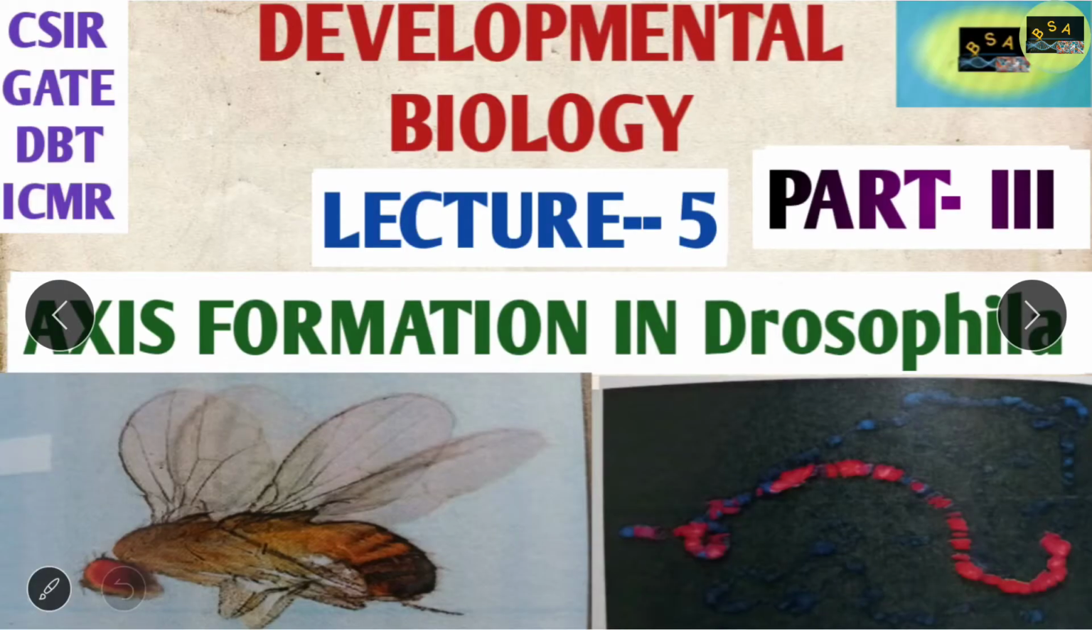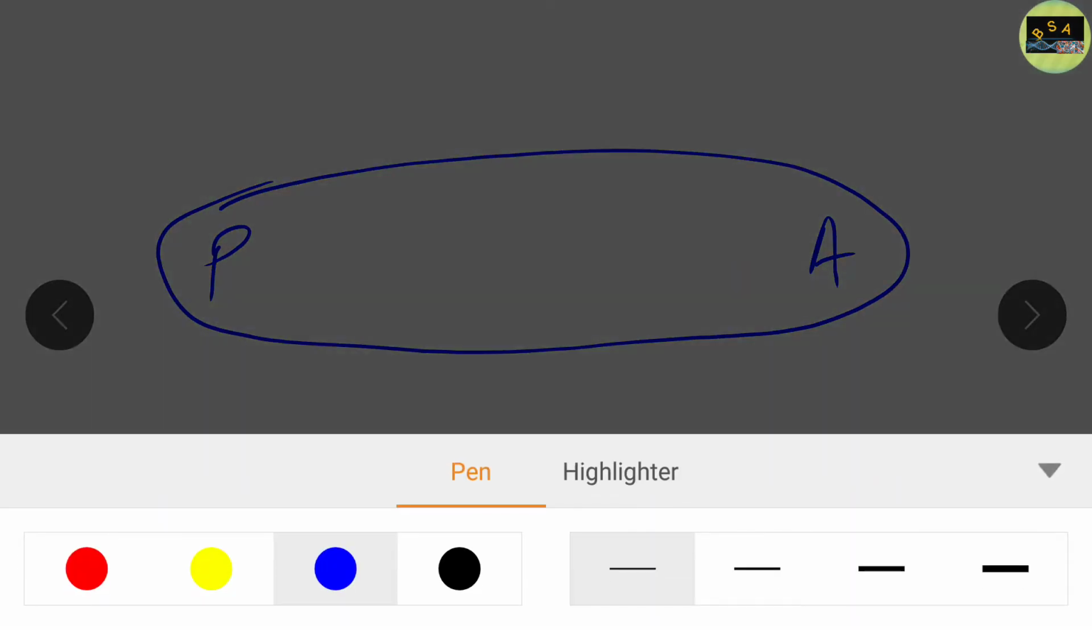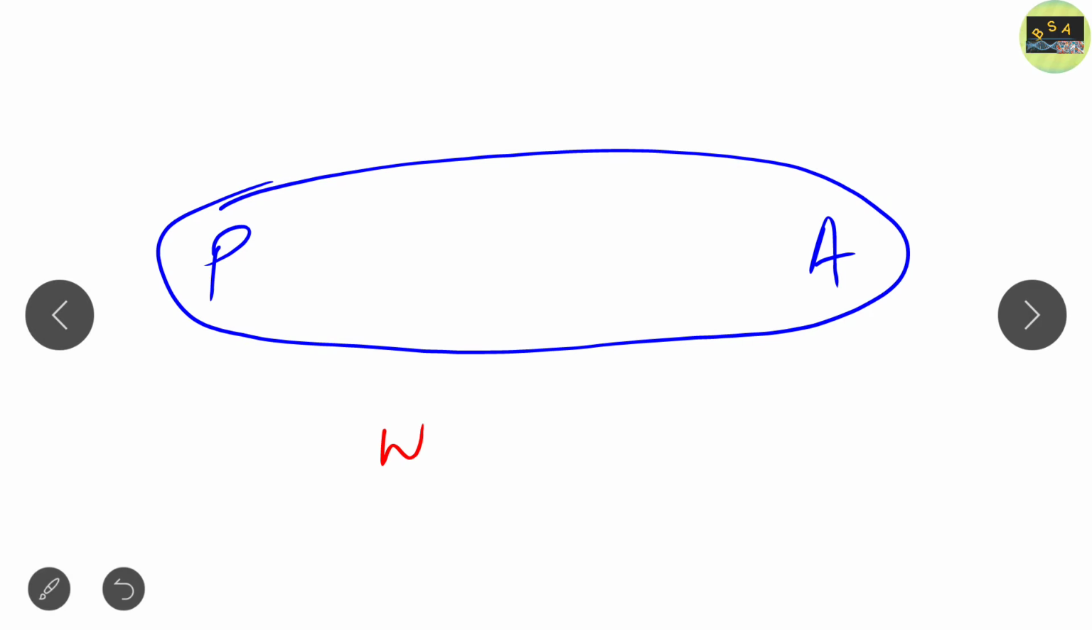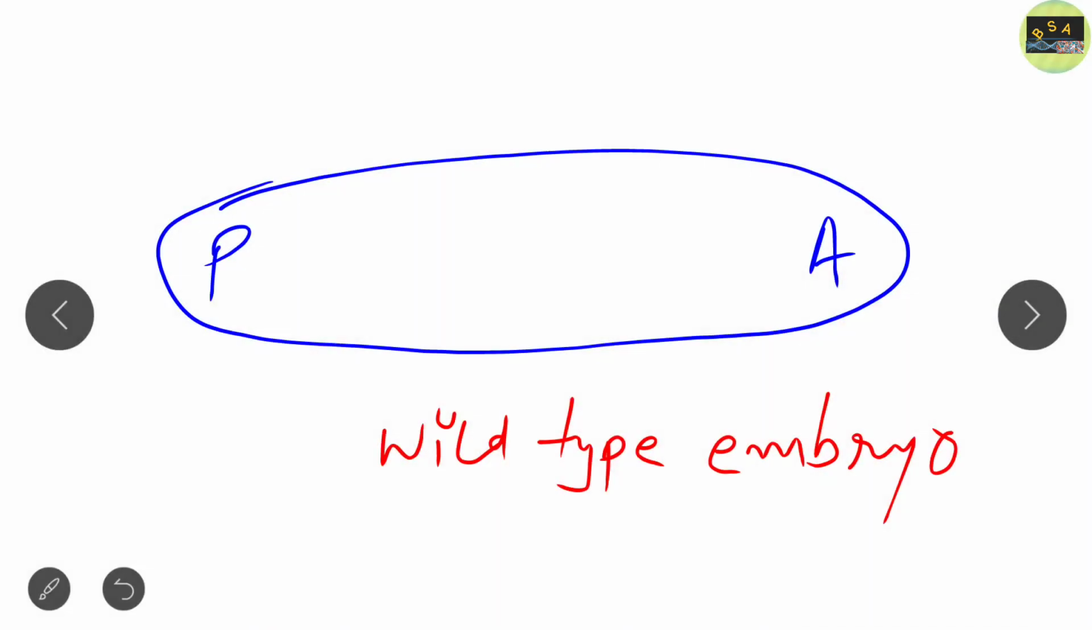Now another thing: suppose this is an embryo, and this is the anterior part and this is the posterior part. Now if we add a large amount of bicoid mRNA into the posterior end of a wild type embryo, so this is a wild type embryo. Please students note this down, because sometimes you get confused with this.